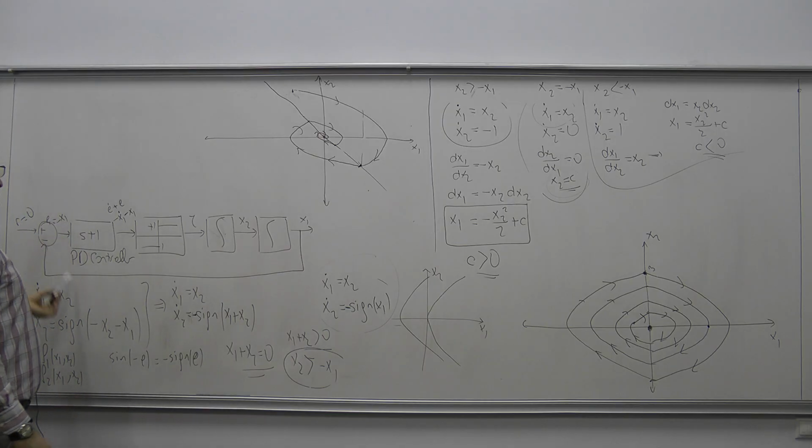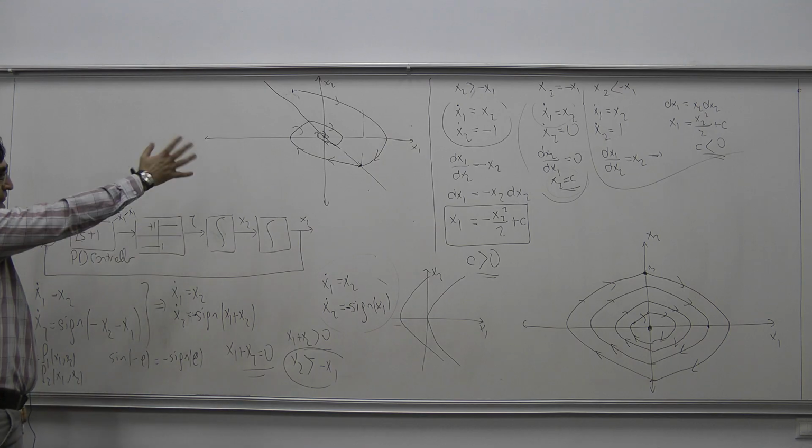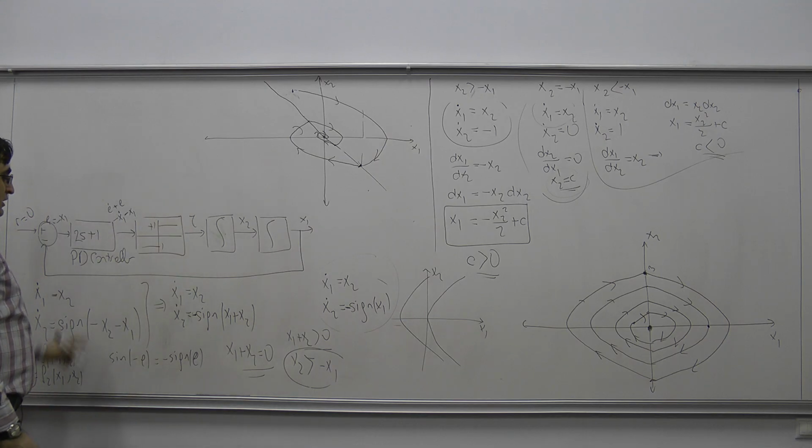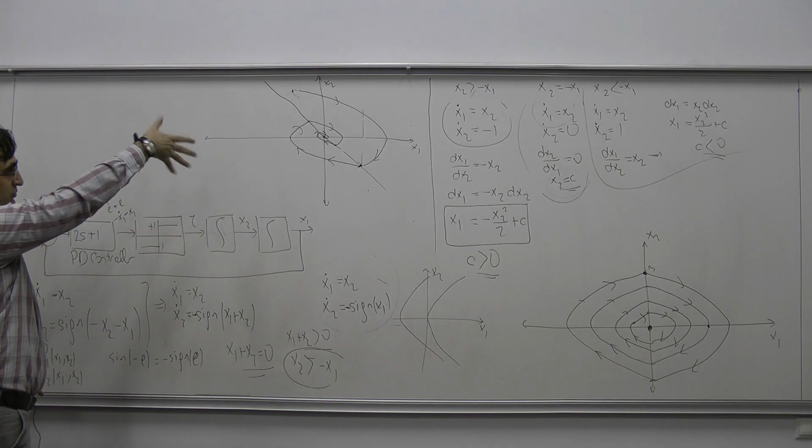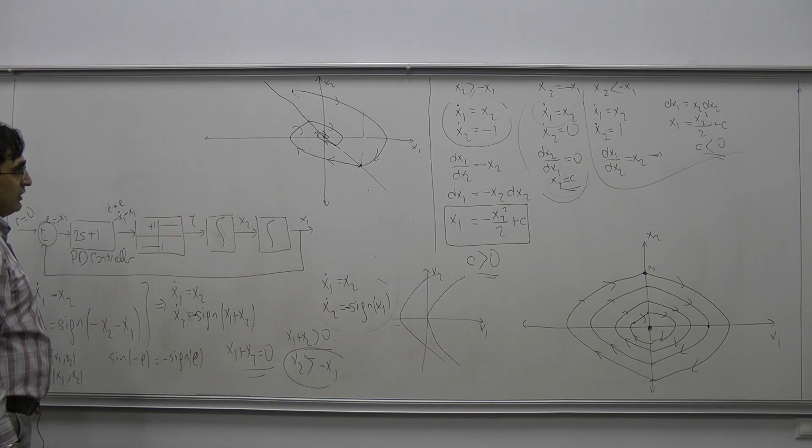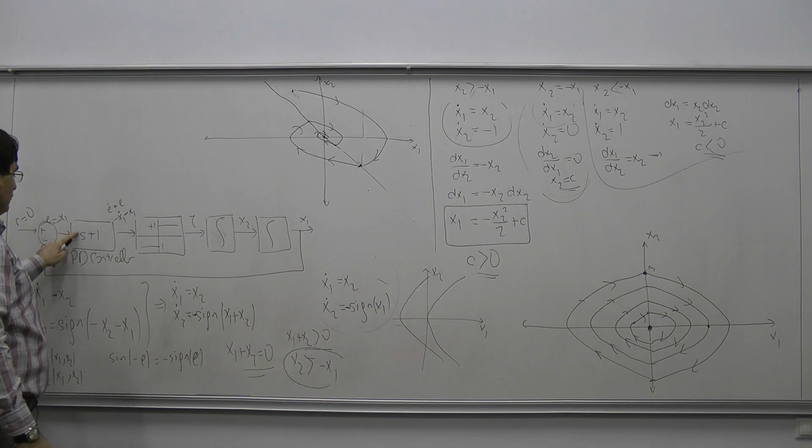Sometimes, instead of using this correct PD controller, I can change the PD controller. I can make this 2s plus 1. I don't think much is going to change. Again, the switching boundary is going to change. That line is going to change. But I would still think that we are going to be able to converge.